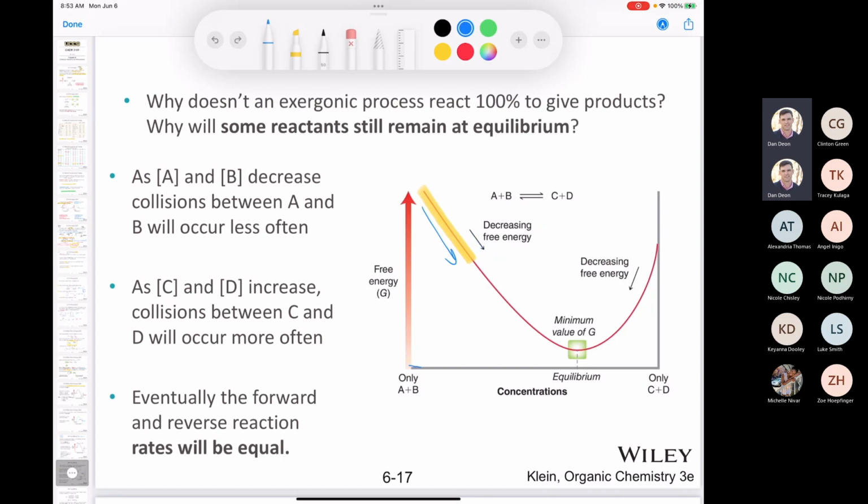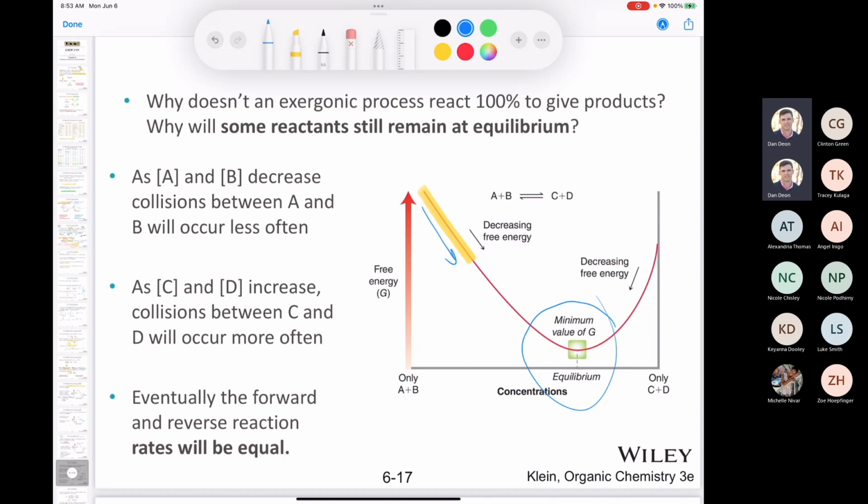What's happening is look at the concentration. The concentration of A and B is decreasing as we go in this direction, and we're getting more C and D, okay? But as C and D start to increase, then the collisions between C and D are going to occur more frequently, right? So as we start to make more C and D, we get collisions between those. And eventually you reach something, a minimum value of G, where the rate of the forward reaction is going to be equal to the rate of the reverse reaction, and we call this equilibrium.